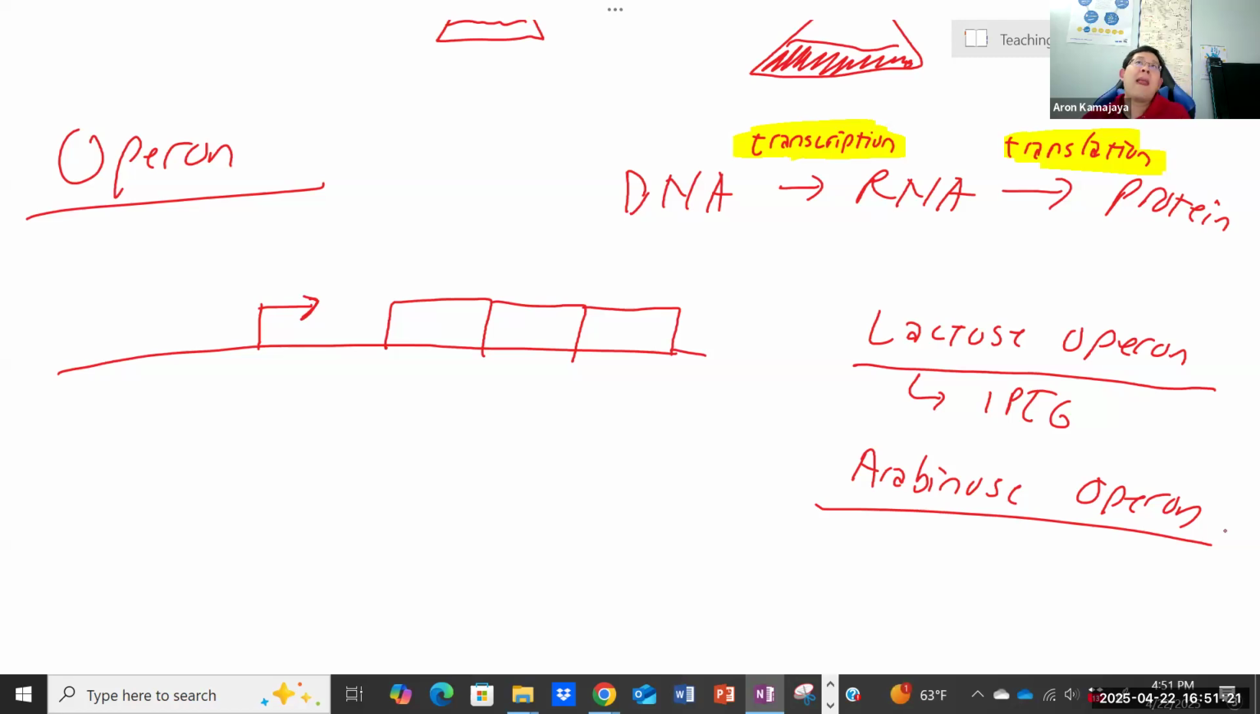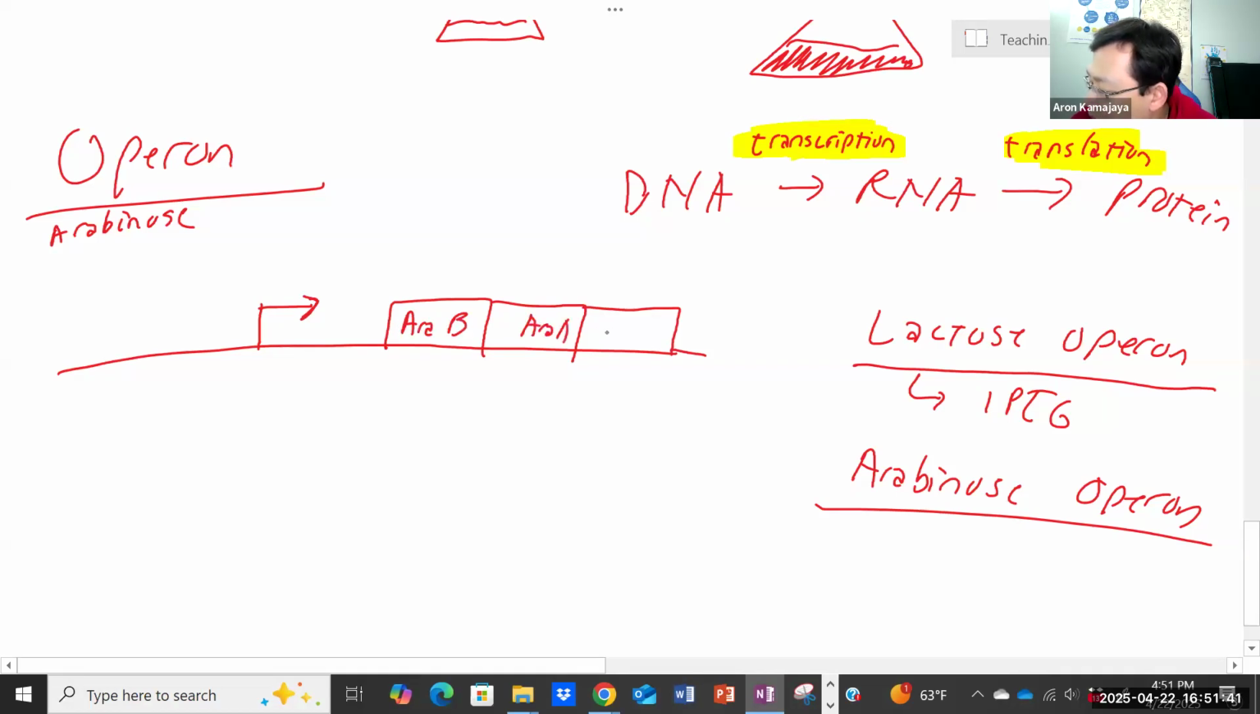Similarly, in arabinose, you have multiple genes that help the cell digest arabinose. There are three genes for arabinose. I'm just going to draw this for arabinose. It's called araB, araA, and araD. Because there are three genes, araB, araA, araD, this promoter itself is often known as the PBAD promoter. It doesn't mean it's bad or good. It's just that the genes behind it are araB, araA, araD.